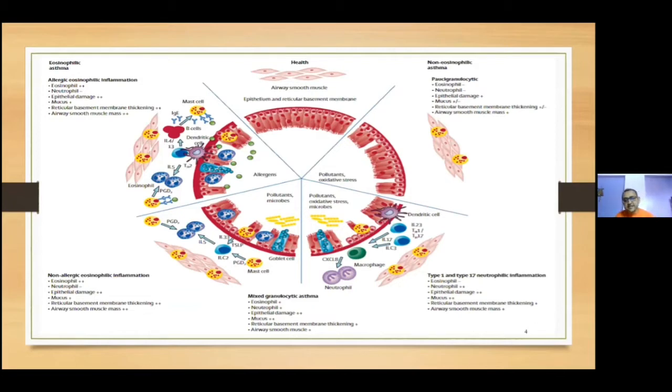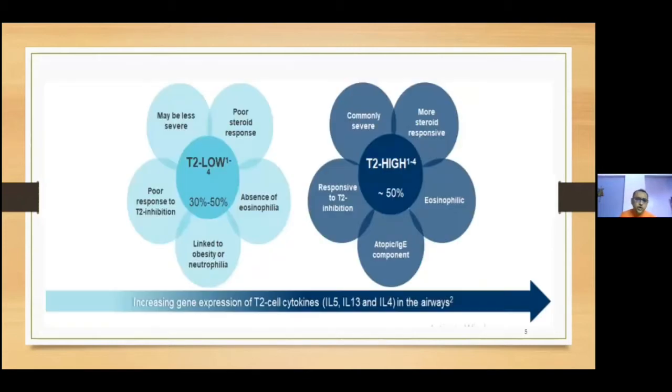Apart from that, there is another subtype, that is type 1 or type 17 neutrophilic inflammation. So there are lots of neutrophils there, and we can find there is no role of Th2 mediated reaction and no role of interleukin 4 or generally interleukin 5 in the presence of type 1 and type 17 neutrophilic asthma. So if we now move on, that means the T2 low to T2 high. So these are the basic differences between T2 low and T2 high.